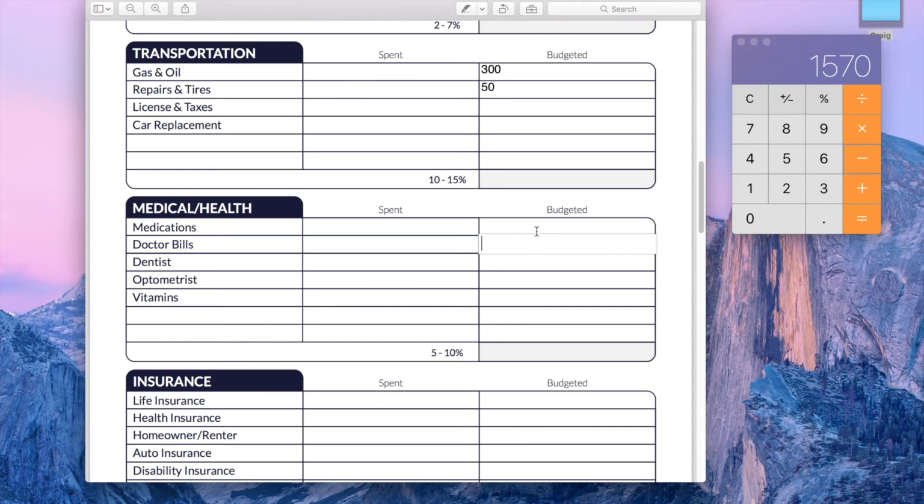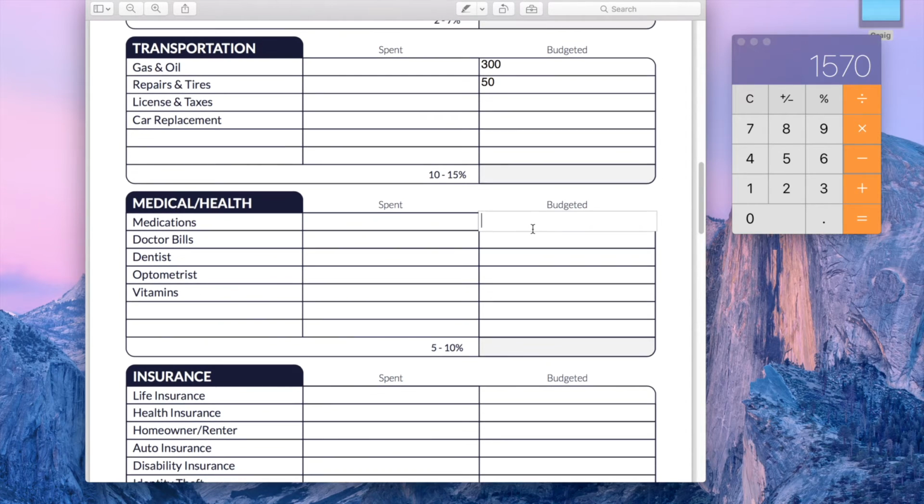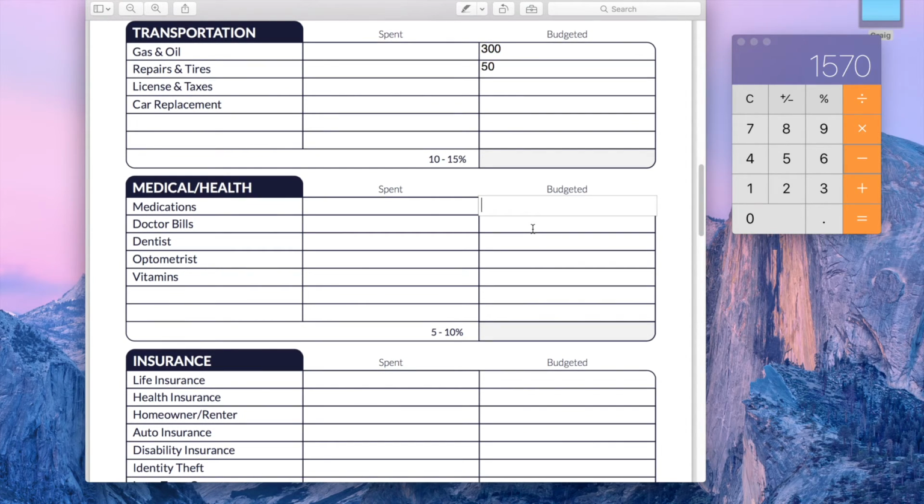All right, medical and health. Do you have medications that you have to purchase out of pocket? If so, that's going to go here. I'm going to say this person has $50 in medications. Doctor bills, if you have any that you can predict. Usually I know these are kind of unpredictable. We go to the doctor when we're sick. It's hard to foresee. So that could be a sinking fund, or you just really kind of deal with them as they come, and hope for the best.